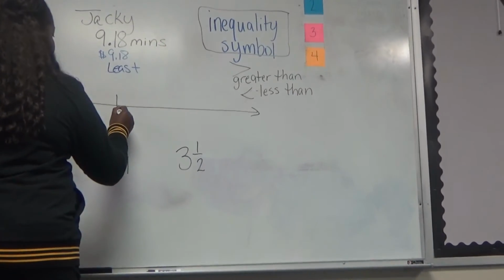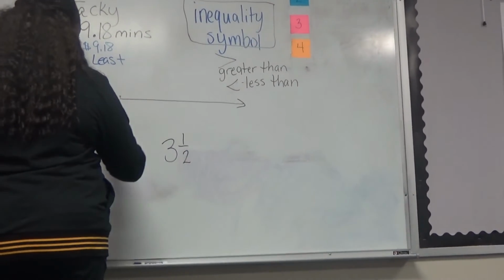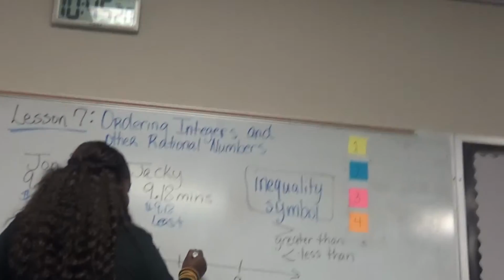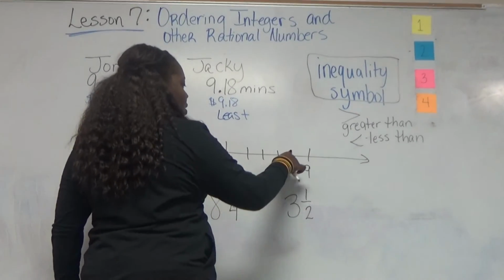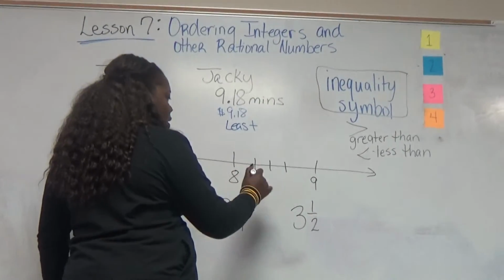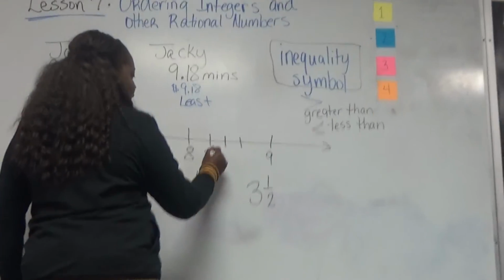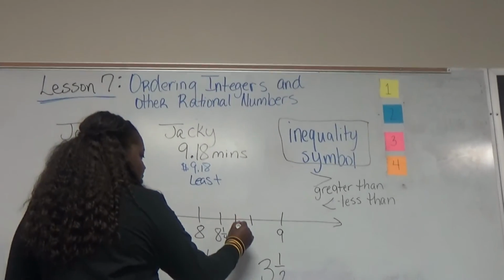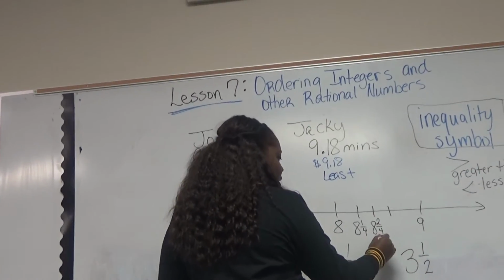So here's what that could look like. Let's say this is 8 and the next number is 9. Let's say I have 3 little tick marks in between. If I count my spaces, 1, 2, 3, 4, what does each tick mark represent? Fourths. So this is like saying 8 1/4, 8 2/4, or 8 1/2, right?